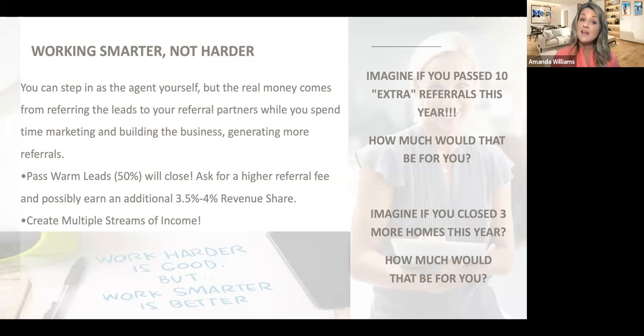But the real money comes in when you start referring these leads to your referral partners, because you're spending time marketing this business, branding your business, and generating more referrals coming in to your business. And then you're able to pass these leads. And keep in mind, 50% of these leads that you're passing, they will close. These are really hot leads.